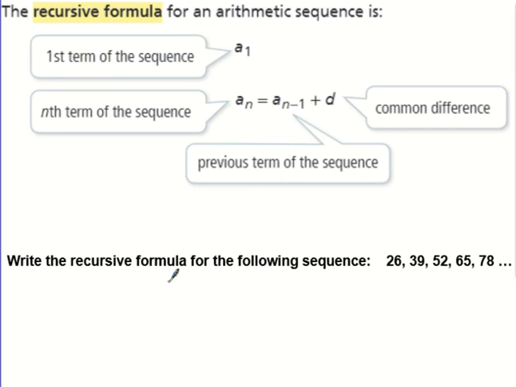So remember in the beginning we had listed a recursive formula and an explicit formula. So this is a recursive formula, and it is an arithmetic sequence. We take our first term, a sub 1, and then we have to list it. So what is a sub 1? And then the nth term of the sequence is a sub n equals a sub n minus 1 plus d, or that common difference of the sequence, okay? That common number.